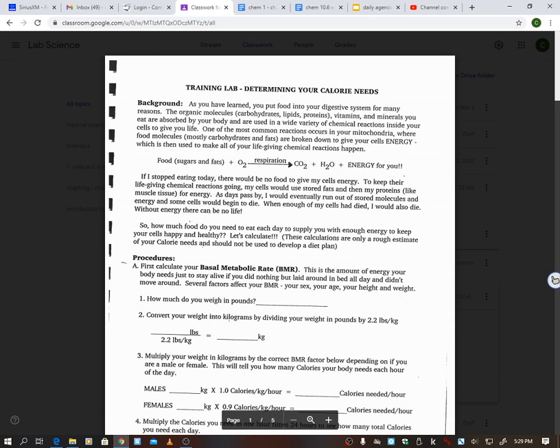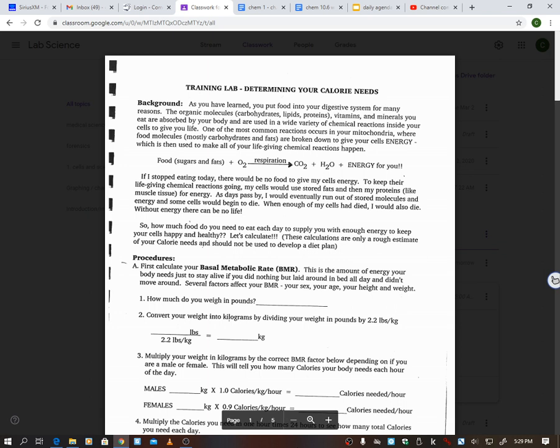If I stopped eating today, there would be no food to give my cells energy to keep their life-giving chemical reactions going. My cells would use stored fats and then my proteins, like muscle tissue, for energy. As days pass by, I would eventually run out of stored molecules and energy, and some cells would begin to die. When enough of my cells had died, I would also die. Without energy, there can be no life.